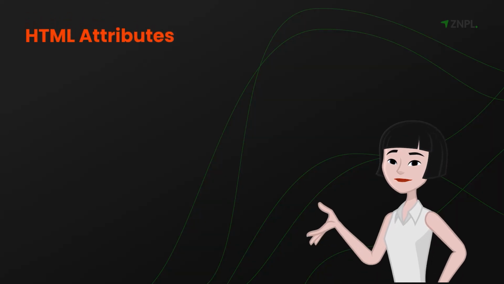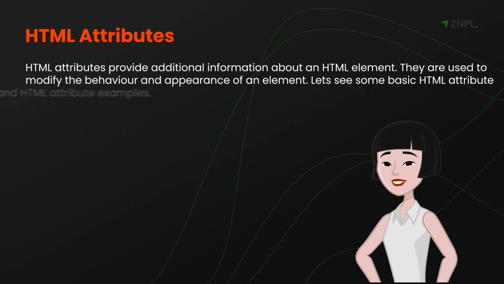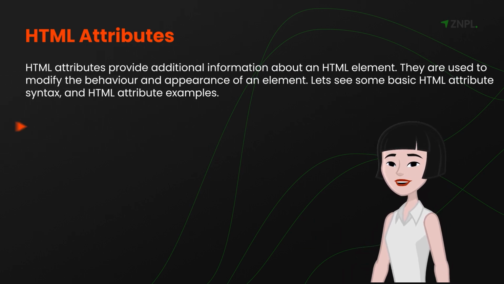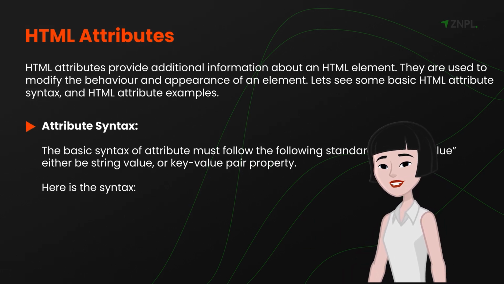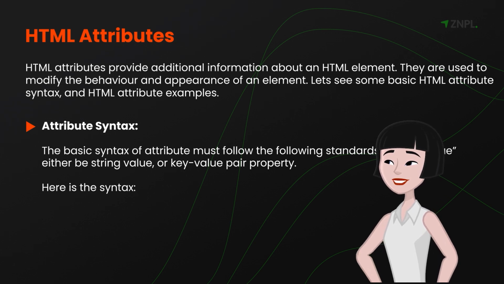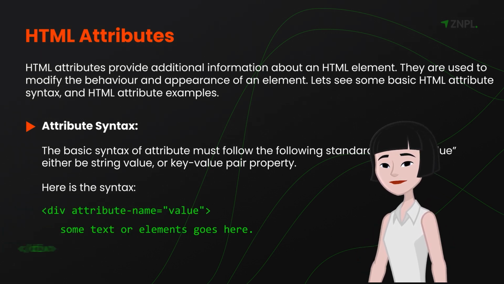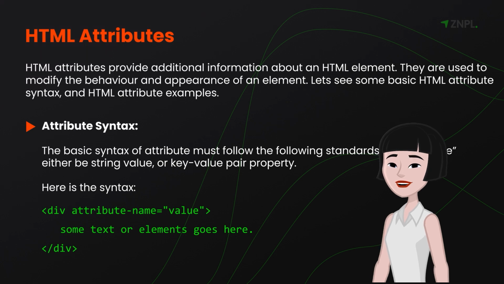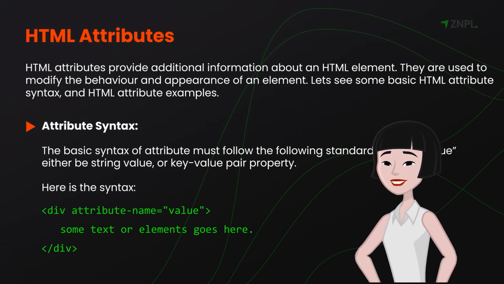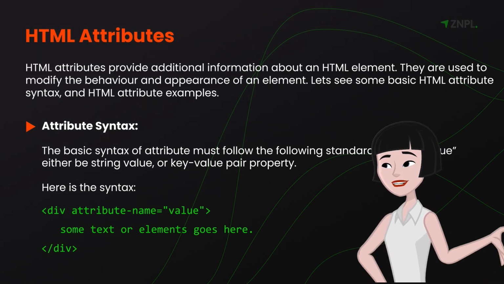What are HTML attributes? HTML attributes provide additional information about an HTML element. They are used to modify the behavior and appearance of an element. Let's see some basic HTML attribute syntax and HTML attribute examples.